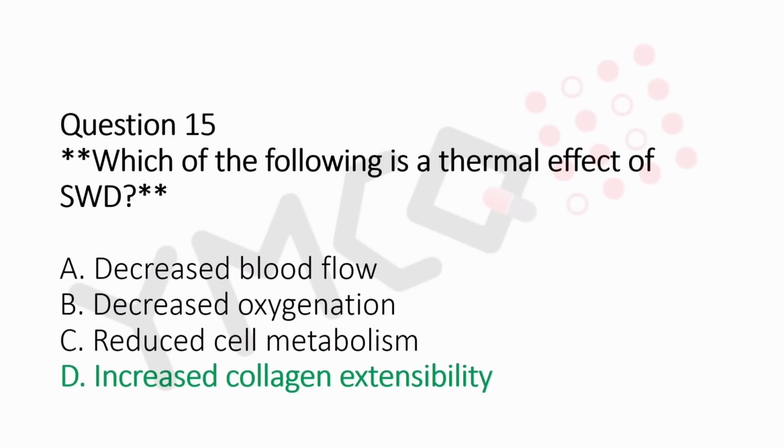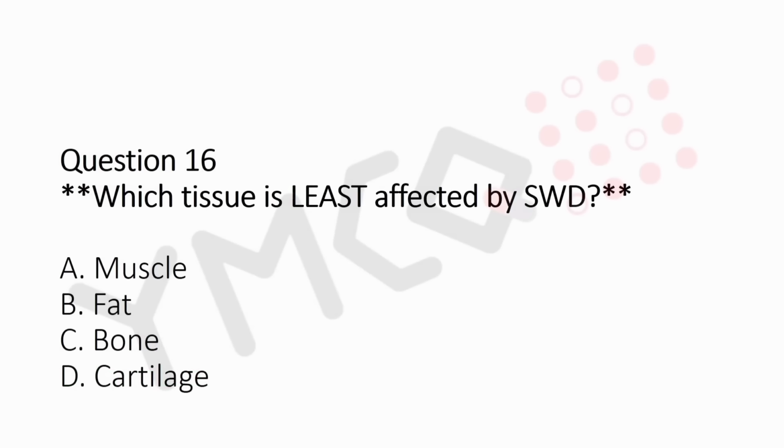Now let's move to question number 16. Which tissue is least affected by SWD? Option A, muscle. Option B, fat. Option C, bone. Option D, cartilage. And the answer is option D, cartilage.